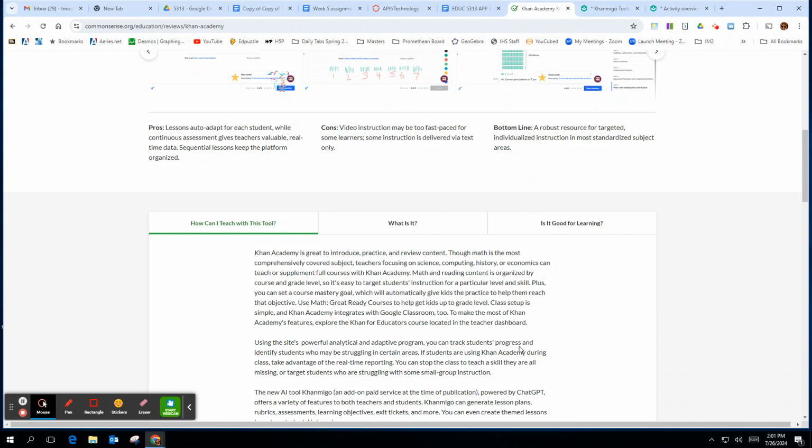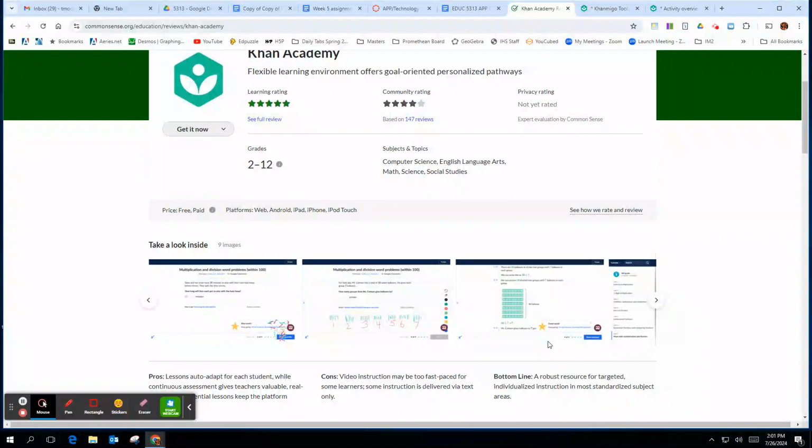I've heard a lot of stuff about it, but again, I've actually never used it myself. But basically, it has units, and it assigns you problems. You do those problems, and then it keeps your progress. I'll show you an example of that right now.